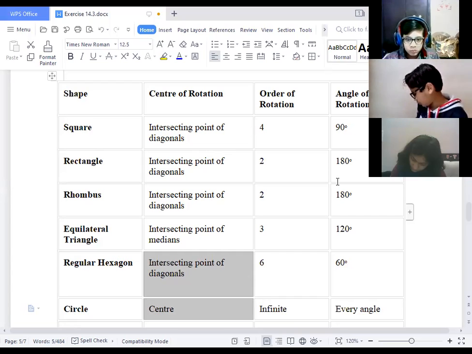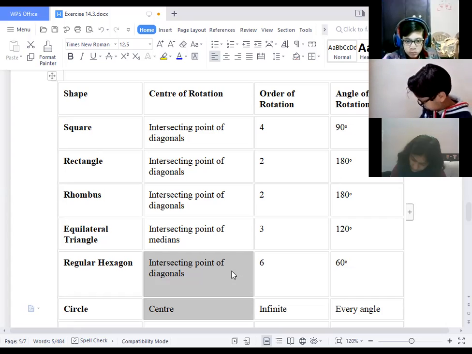And in the rhombus also, the center of rotation is the intersecting point of the diagonals. Again, in the rhombus all the sides are equal, so the order of rotation will be 2. The diagonals are equal in a rhombus, so 180 degrees will be the angle of rotation here.